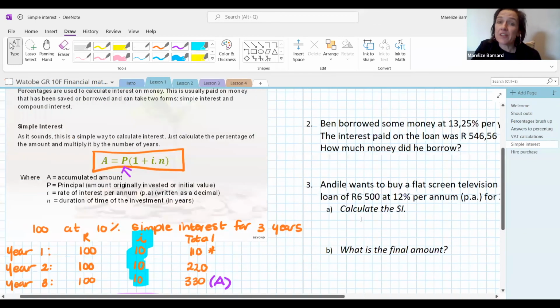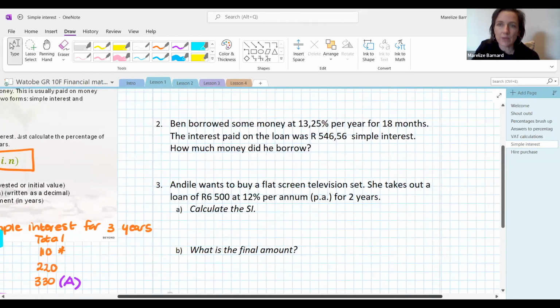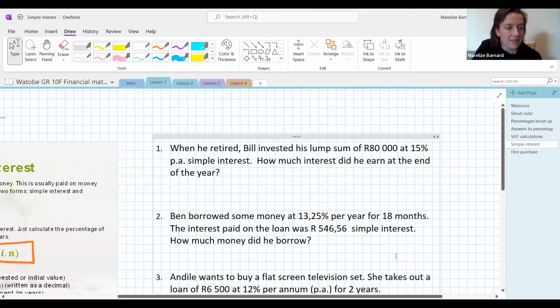No, we don't. Not in this case. We don't convert years into months. Okay, that we're going to do when we get to compound interest. Okay, right. How are we looking for time? Okay, let's do this question. Yes, you must write 10% as a decimal.